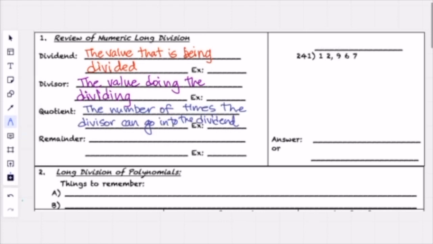And last but not least, the remainder. The remainder is a little bit tricky. If you think about the number of times a divisor can go into a dividend evenly, whatever is left over from the dividend is considered the remainder or the leftover.